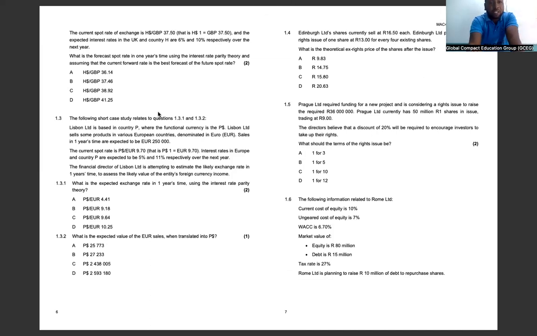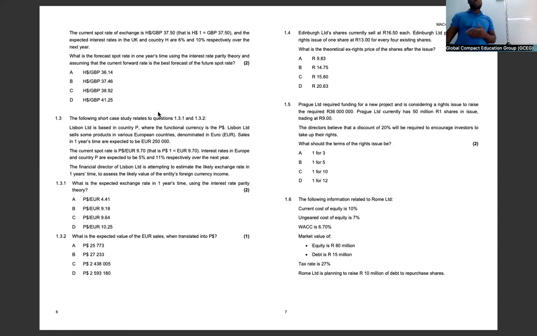All right. Lisbon Limited is based in country P, where the functional currency is the P dollar. Lisbon Limited sells some products in various European countries denominated in euro. Sales in 1 year's time are expected to be 250,000 euros. The current spot rate is that, okay? Interest rate in Europe is 5 and 11 respectively. Okay. The financial director asks, what is the expected exchange rate in 1 year's time?